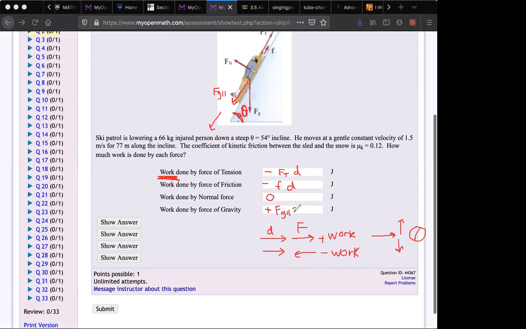That's much cleaner. Wow, my fingers hurt from doing that. So now the only real problem is we know what D is. It's 77 meters. That's the easy part.